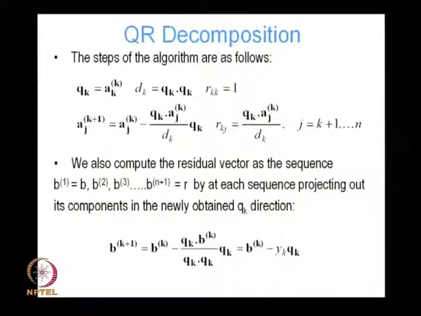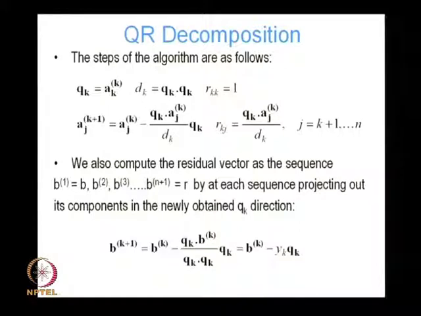At the same time, we also compute the residual vector as the sequence B1, B2, B3, up to Bn, where B1 is equal to B. As we compute each additional column of Q, we also change our right hand side B, so that at the end we are left with the residual vector, because during each iteration we are also projecting out from B. We start with B1 equal to B, and at each step in my QR algorithm I project out from my right hand side its component in the current qk vector direction.